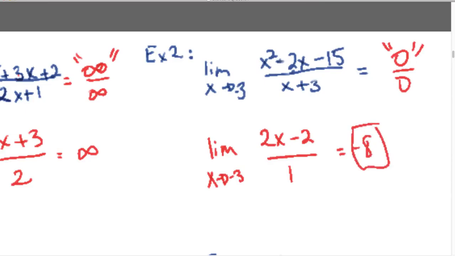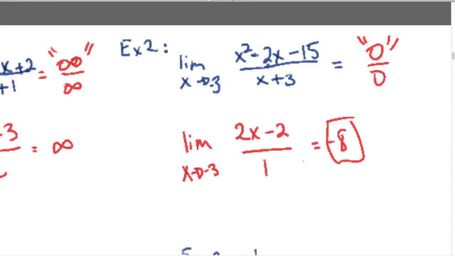You could have also done it by factoring the numerator. The numerator, if you remember your factoring skills, is going to be x minus 5 times x plus 3.